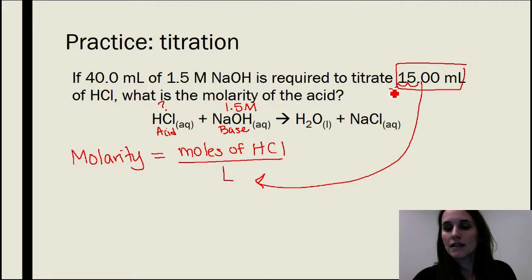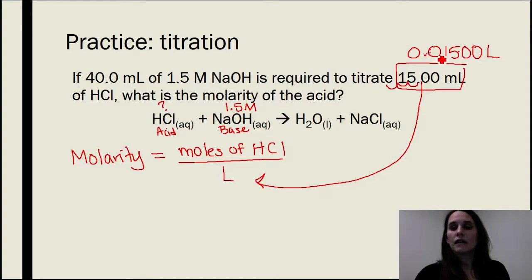So I'm dividing this number by 1,000. So I move the decimal place 1, 2, 3. And I'm going to keep those zeros back here so I remember that they're significant. Our leading zeros are not, but trailing zeros are with the presence of a decimal. So in the end, that's going to be my volume.